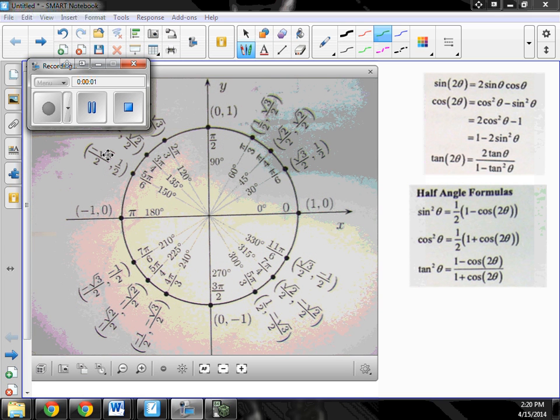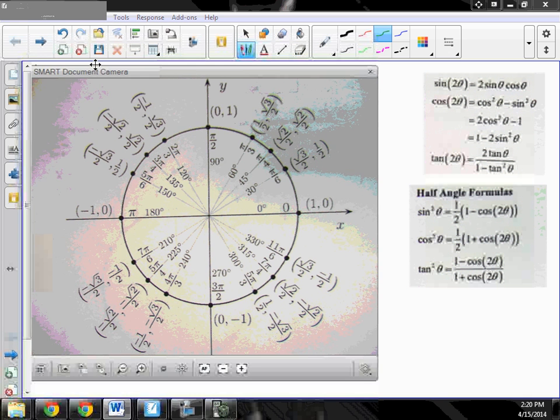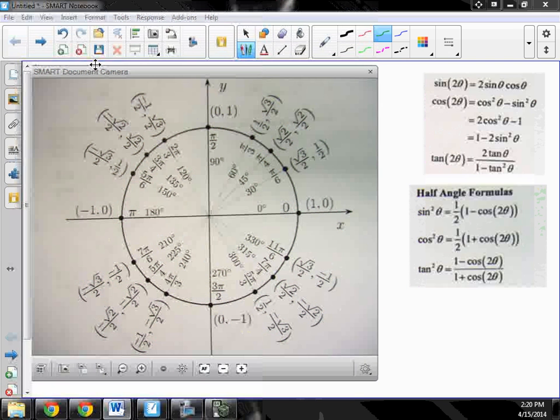So you're going to need a worksheet and your reference sheet. Pull out that red reference sheet that I gave you days and days ago. We're going to be using the double and the half angle formulas, and I put them up on the screen.